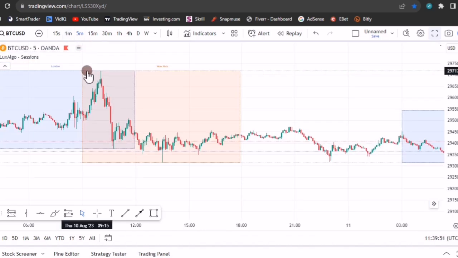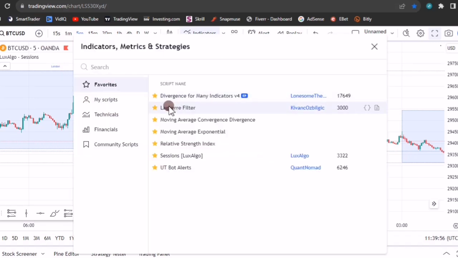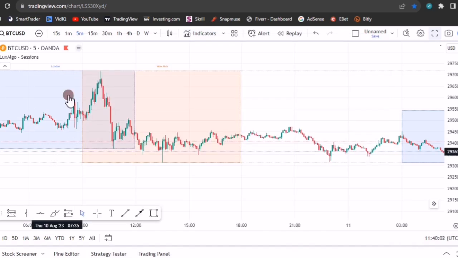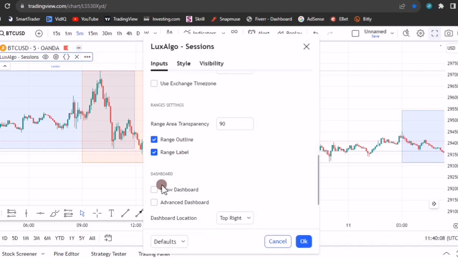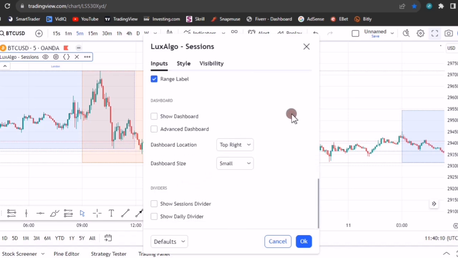I was on the 5 minutes time frame. For this sessions indicator, I do my analysis on TradingView. It's a free account. I'm using a free indicator. It's this one, Sessions by Lux Algo. The settings are very simple. You can use any indicator that can show the sessions, because all you need to know are the beginning and ending of the London and New York session.